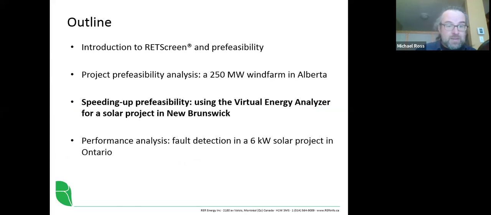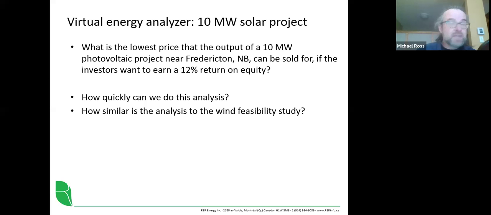Now, the third part of this presentation is about doing that even faster by using this virtual energy analyzer to quickly do an analysis of a solar project in New Brunswick. So this is a 10 megawatt project located near Fredericton. And we have a specific question we want to answer. Our investors have told us they want to achieve a 12% internal rate of return, or return on equity. What is the lowest price that we can sell the output from this photovoltaic system and still achieve that 12% internal rate of return on equity?